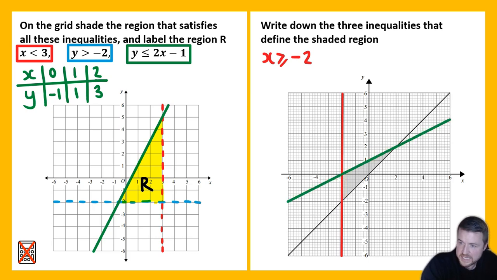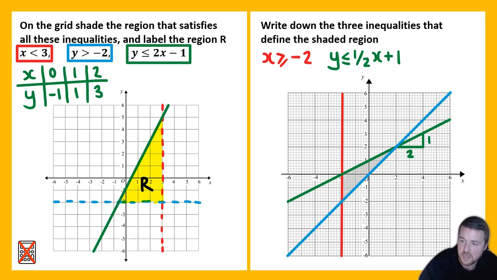The line coloured green has a run of 2 and a rise of 1, so the gradient is a half. Y equals a half x, and the y-intercept is positive 1. Since the shaded region is below this line, and it is a solid line, which is inclusive, it will be when y is less than or equal to a half of x plus 1.